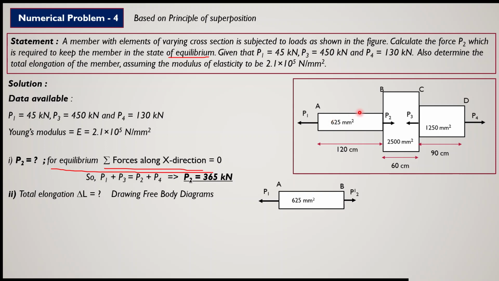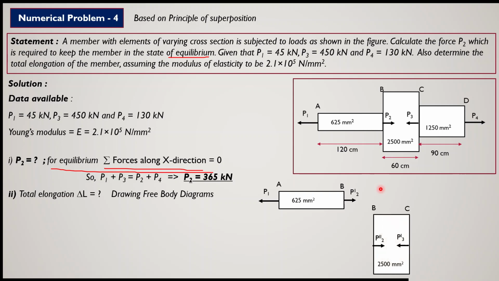Free body diagram of, let us consider it as junction A, junction B. Suppose this is member AB. Cross section area is given, P1 force is given. Now let us consider this P2 dash, because this is the second point. P2 dash is the force which will keep this member in equilibrium. Okay, so this member will remain in equilibrium.